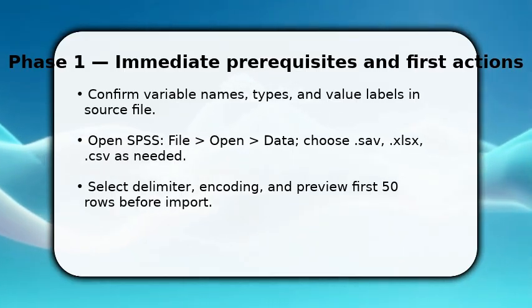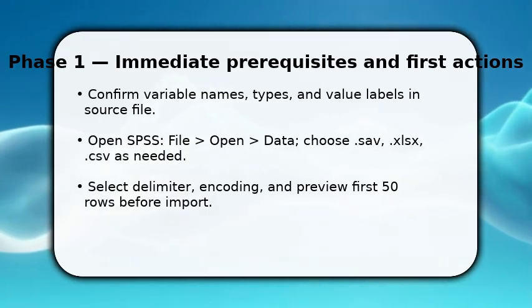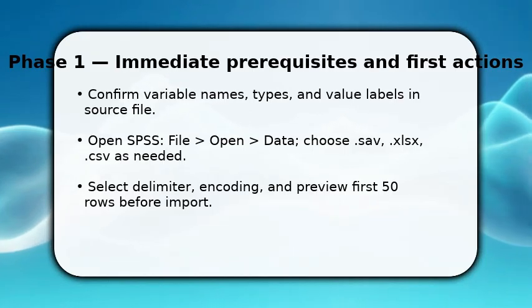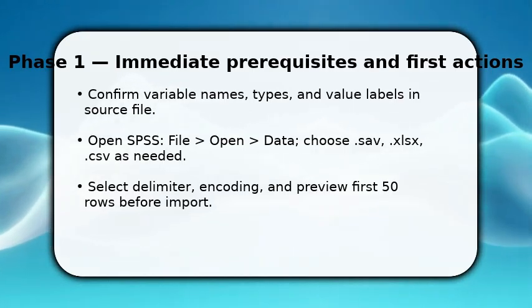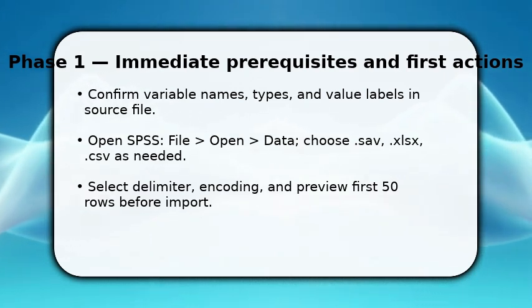When the import dialog appears, preview the first 50 rows and set delimiters and encoding so strings do not shift columns. Once done, go to Variable View and confirm numeric versus string types. Set measure and decimals, and add value labels for categorical variables.